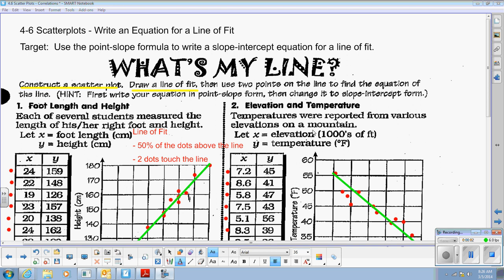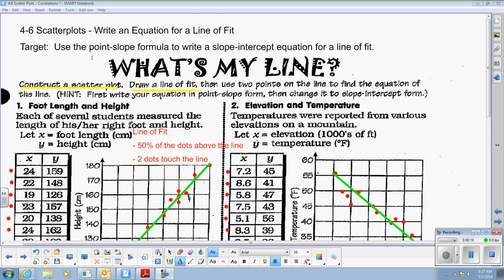Now that you've drawn your 4 scatter plots and you've put in your 4 lines of fit, after we draw a line of fit on a scatter plot, we want to know just what is the actual trend? How fast is the trend moving up? How fast is that trend moving down? So to do that, we write an equation.